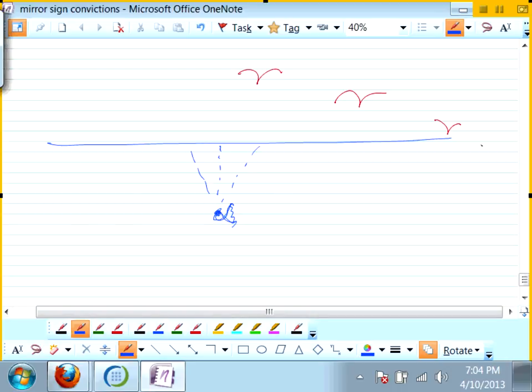Well, let's think. So the fish, how is this refraction going to work? The fish wants to see this bird here. The fish looks in this direction, and when the light gets to the surface, it refracts. So actually, since the light's coming off the bird, the light path is actually going like that into the fish's eye, and that fish can see that bird.